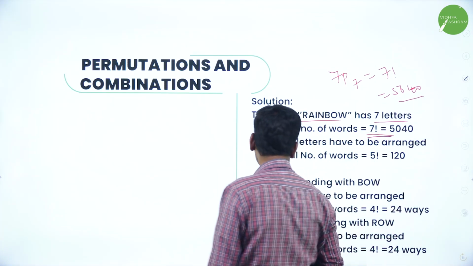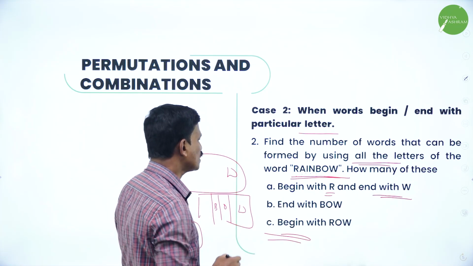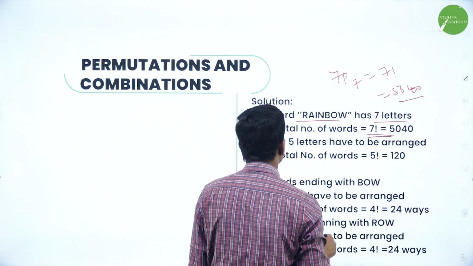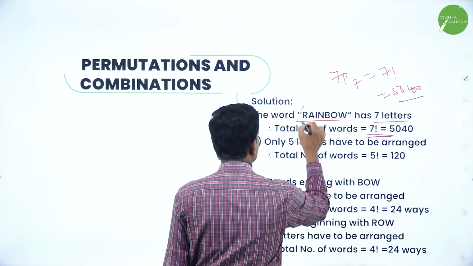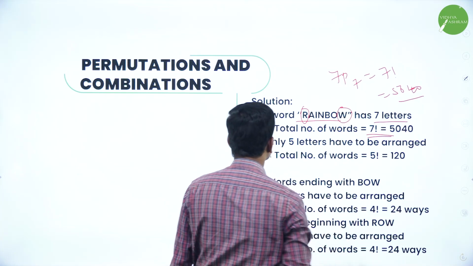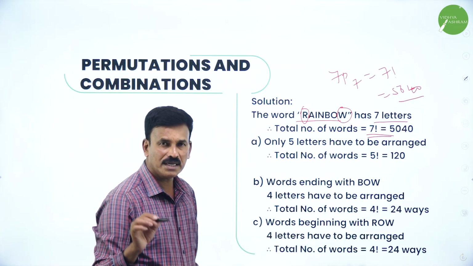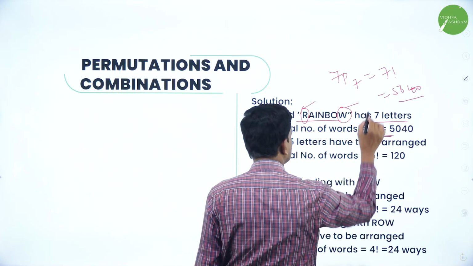First, now let us come to the first condition. Here, words begin with R and end with W. How many of them begin with R and end with W? Here there is one R and one W, so only 5 letters have to be arranged, because the word starts with R and ends with W.